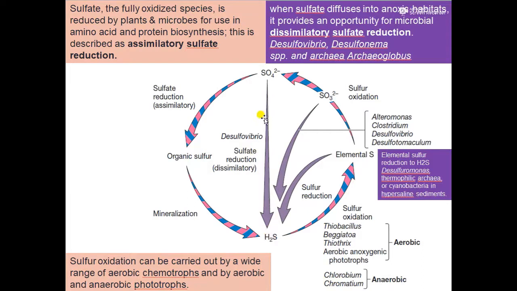At the same time, some of the sulfate is reduced by plants as well as microbes to form organic sulfur, and this organic sulfur is mainly in the form of amino acids and proteins, that is, in various amino acids and proteins we have sulfur-containing compounds. So this organic sulfur is utilized in the biosynthesis of amino acids as well as protein biosynthesis. And this process of sulfate reduction in an aerobic manner results in the formation of organic sulfur.